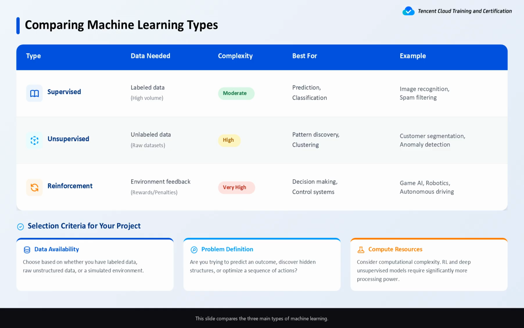This slide compares the three main types of machine learning. Supervised learning uses labeled data and is best for prediction and classification tasks with moderate complexity. Unsupervised learning works with unlabeled data to discover patterns, but typically requires higher computational effort. Reinforcement learning is the most complex, relying on environment feedback like rewards and penalties, and is used for decision-making scenarios such as robotics or game AI. When choosing the right approach, consider three key factors: data availability, the type of problem you're solving, and the compute resources required. These factors help determine the most suitable and efficient machine learning method.